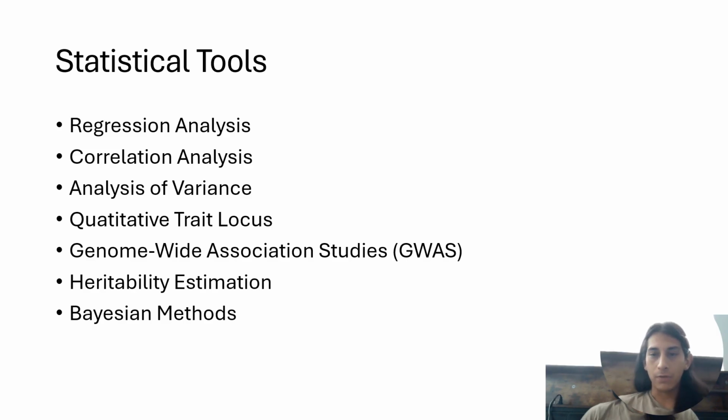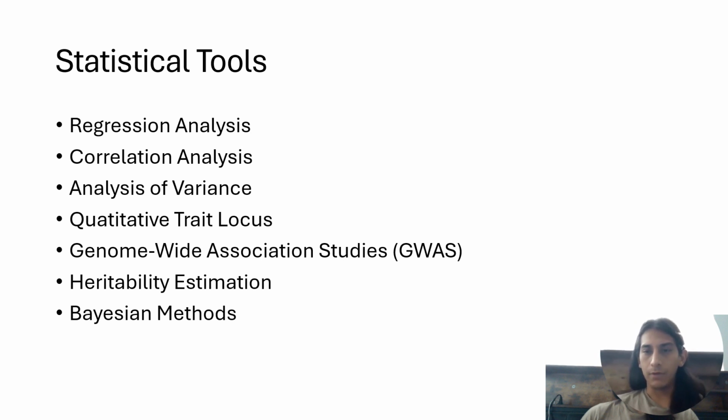GWAS, genome-wide association studies. We have case-control studies. It compares the genetic variants of individuals with a specific disease or trait to those without. Quantitative trait genome-wide studies analyze the association between genetic variants and continuous traits.